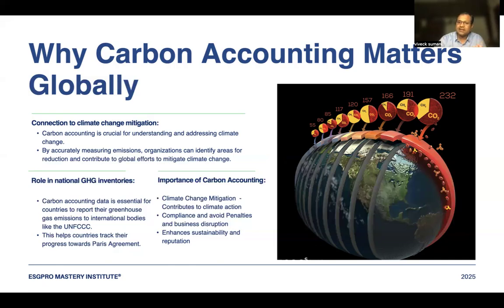The role of this national GHG inventory is basically that a country can report their greenhouse gas emissions to international bodies like the United Nations Framework Convention on Climate Change, right? UNFCCC. This helps countries eventually track their progress towards meeting their net zero targets or commitments which they have made under the Paris Agreement.